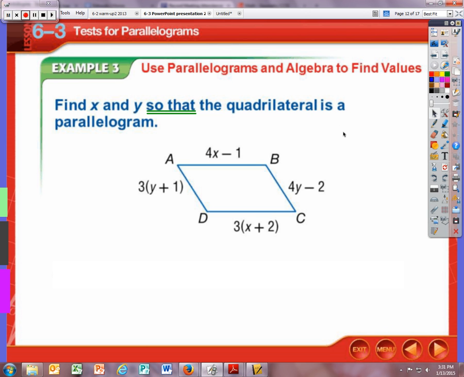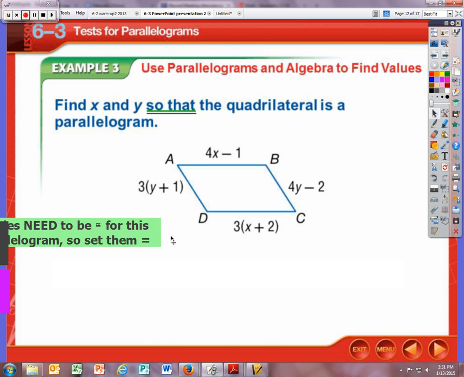Alright, here's another type of question. Find the values of x and y so that the quadrilateral is a parallelogram. Well, remember, to be a parallelogram, opposite sides have to be the same. So all we're going to do is set these guys equal. So AB and DC need to be set equal. AD and BC need to be set equal.